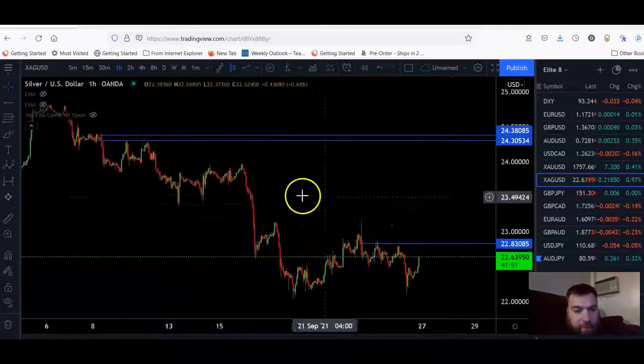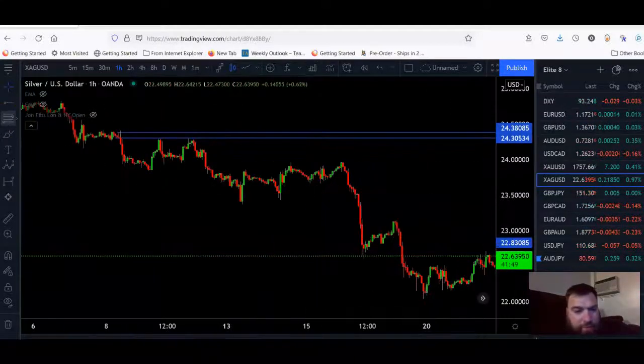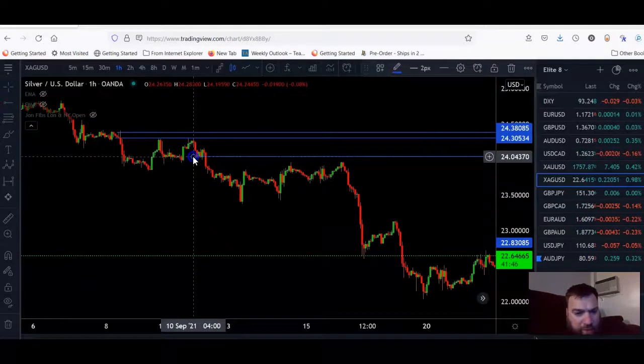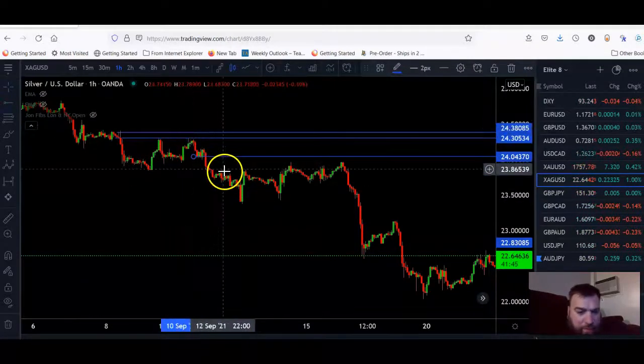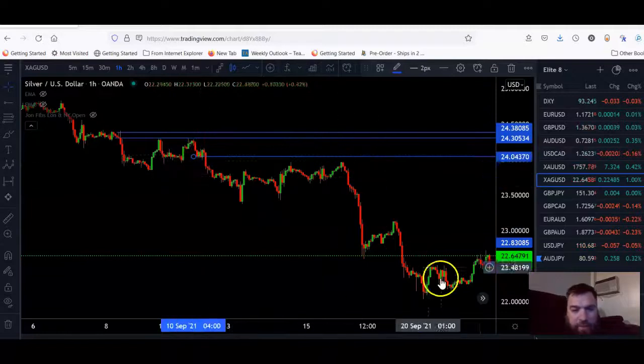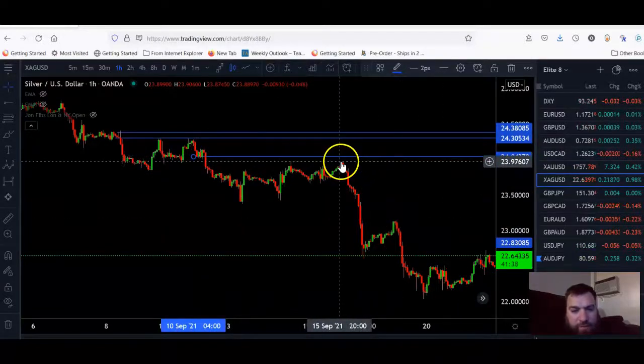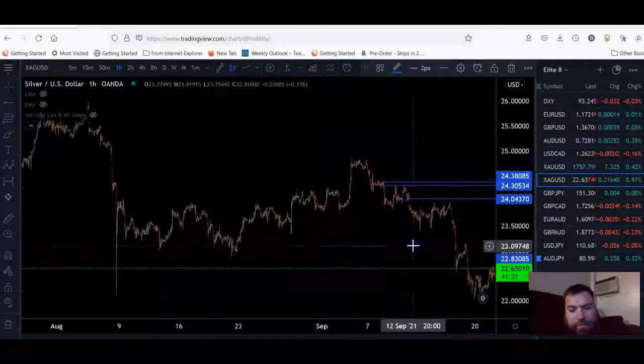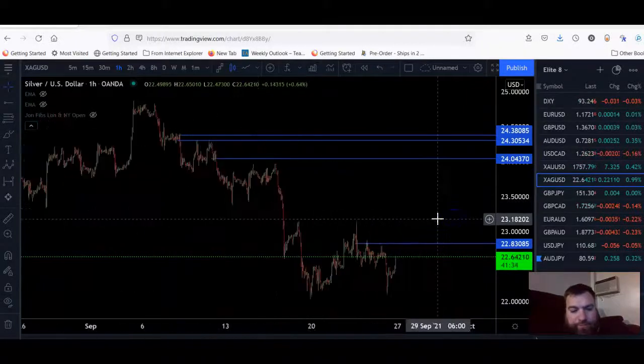Okay. Now, I was hoping that price, the silver, would come back up to here. When it came down here, I was hoping it'd come back to here and then come down, but it came just short of it. That's okay.